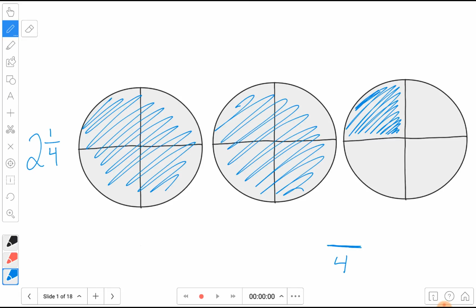And now we need to know how many of those fourths, how many of those quarters do we have? Well, we can count them. 1, 2, 3, 4, 5, 6, 7, 8, 9. Okay, so there's 9 quarters represented by this picture. And so we put the 9 in the numerator position. So 2 1/4, that's the mixed number, equals 9 over 4. That's the improper fraction. It's improper because the number in the numerator position is larger than the number in the denominator position.